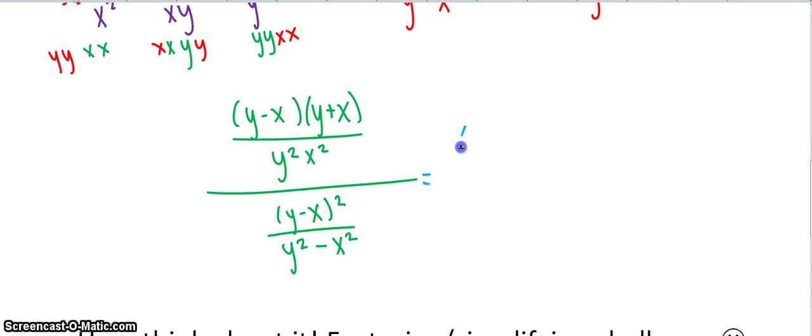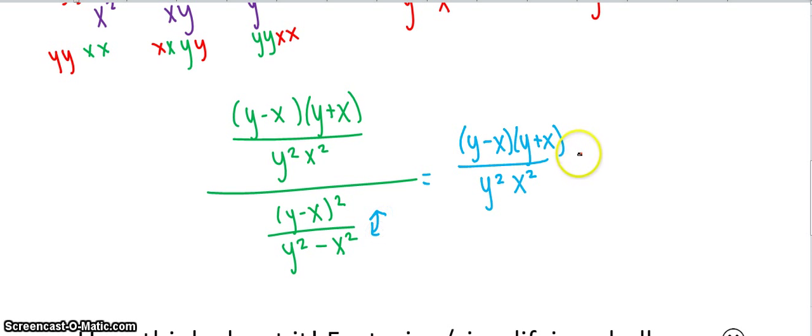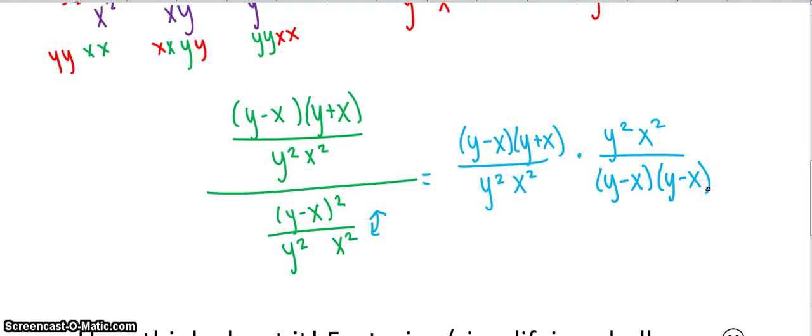What operation can we do? And hopefully by now, we've talked about this, we all know that division is the same as multiplying by the reciprocal. It makes our lives a whole lot easier. So I'm just going to multiply by the reciprocal of the denominator. So this becomes y squared x squared, there's a mistake there, there should be no subtraction sign, over y minus x squared. Now I could write it as y minus x squared, but instead I'm going to break this up as y minus x times y minus x because I'm about to start canceling common factors.